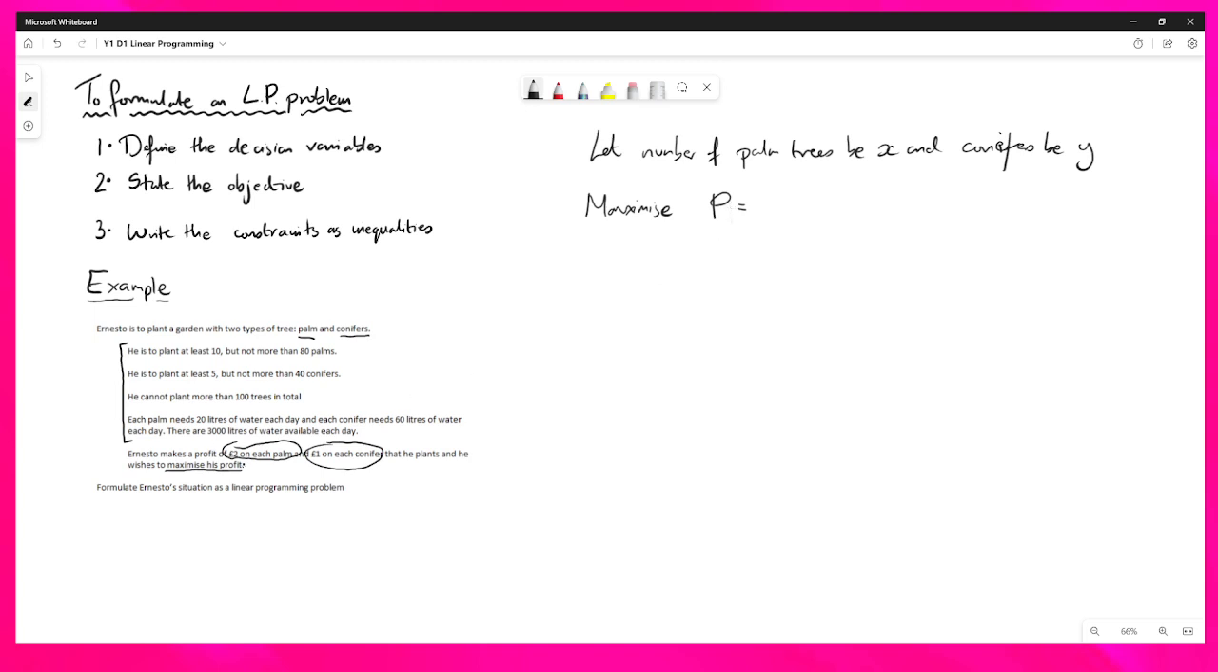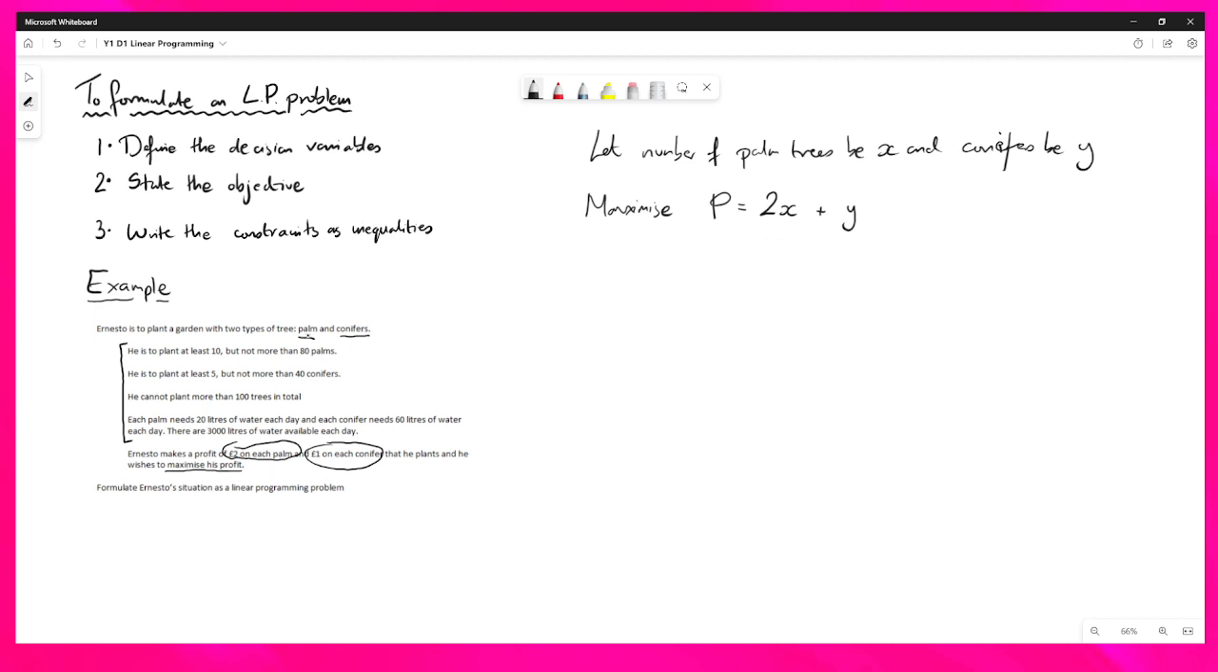So we've got £2 on each palm tree. So the amount of profit he makes on palm trees is 2 times the number of palm trees he's got. We've then got plus £1 on each conifer, so it's plus the number of conifers. So this is the formula for the profit.